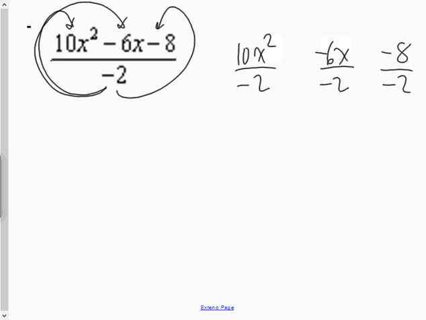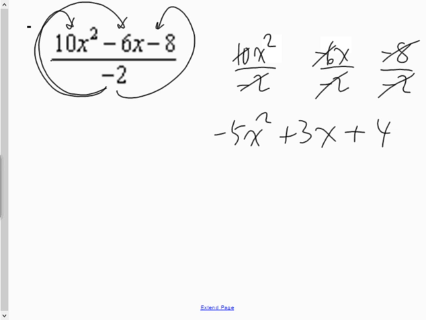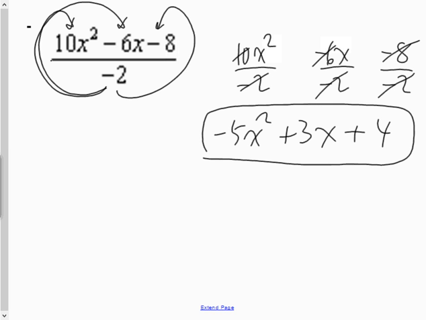So if I think about each of those terms being divided by -2, I could simplify each. 10x squared divided by -2 will be -5x squareds. -6x divided by -2 will be a positive 3x. And -8 divided by -2 is a positive 4. So when I divide the trinomial 10x squared minus 6x minus 8 by -2, I end up with this trinomial as a simplification.